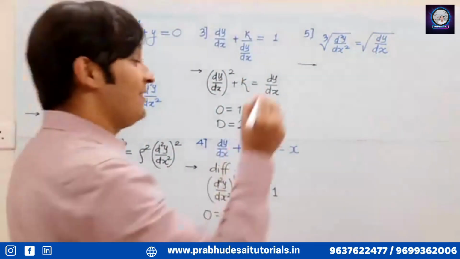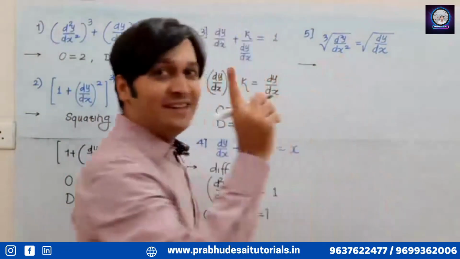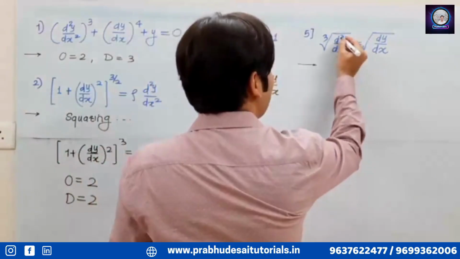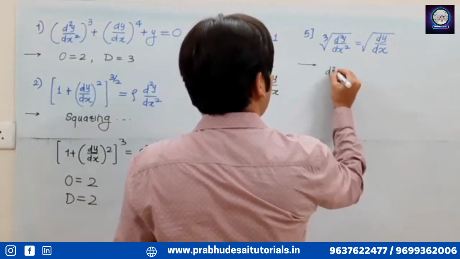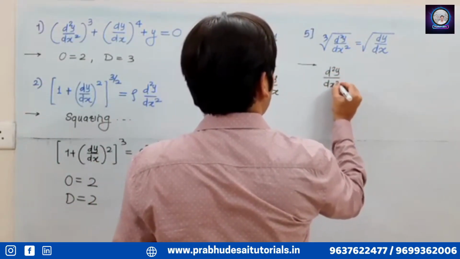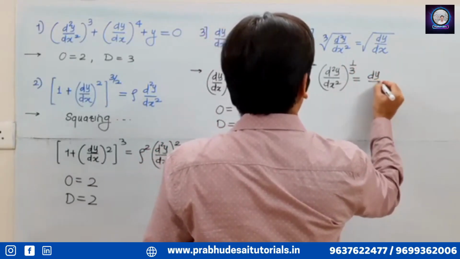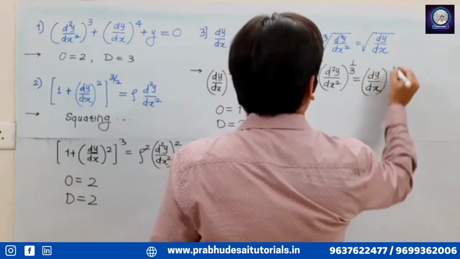Yeah, I will rewrite this. Just check, not cube. Check this, I will rewrite. This is d square, na? So can I write (d square y by dx square) raised to 1 by 3 is equal to (dy by dx) raised to 1 by 2?